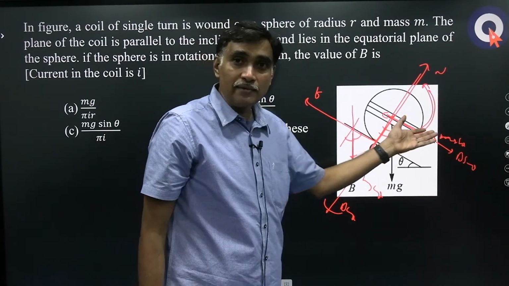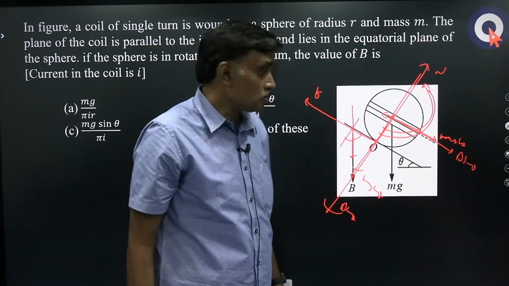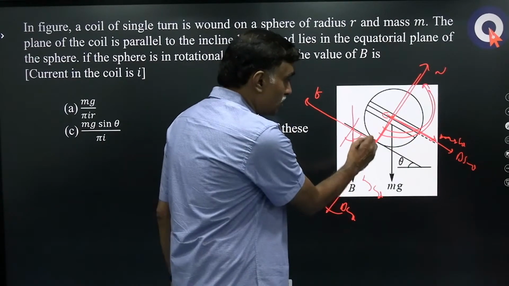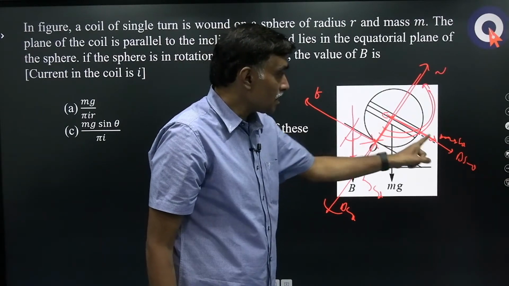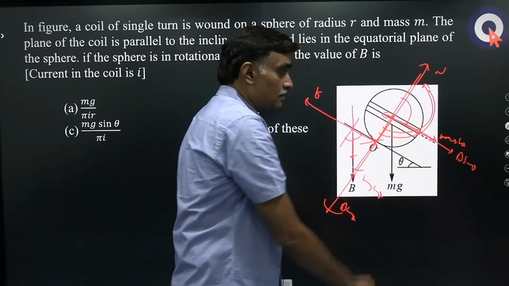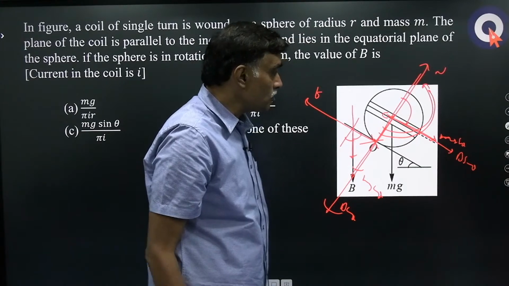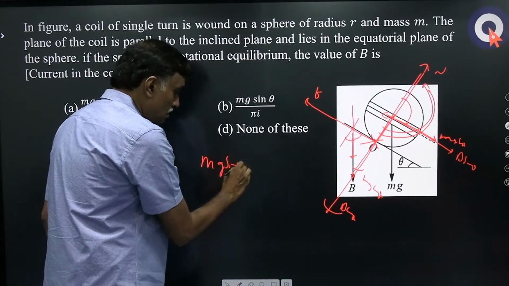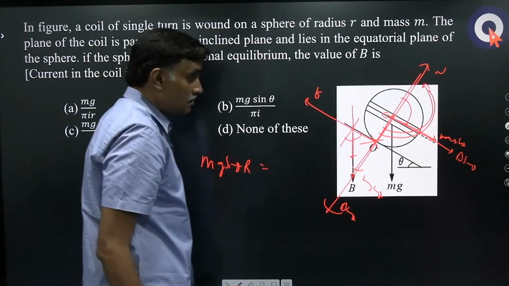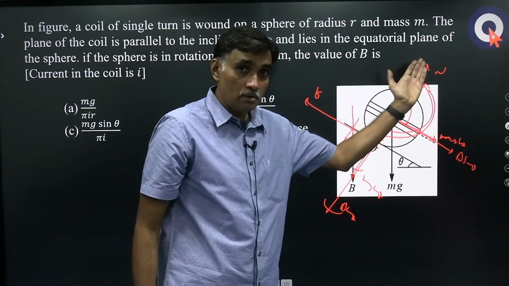And torque due to magnetic field does not depend on axis of rotation. So torque about any point you can take. So torque about this point, if I take, should be 0. Then torque due to mg sin theta produces clockwise moment. So that is mg sin theta into r. That should be balanced by torque due to magnetic field.